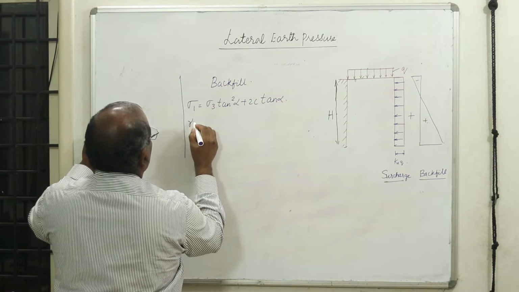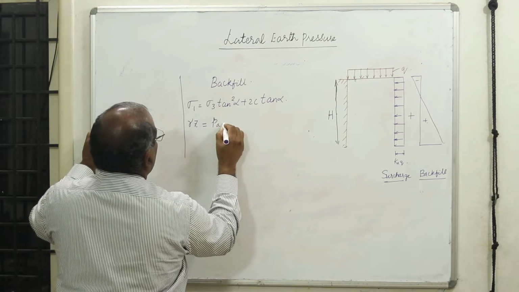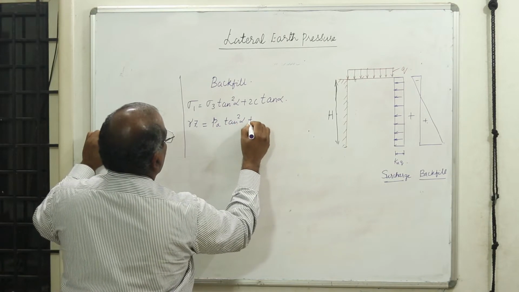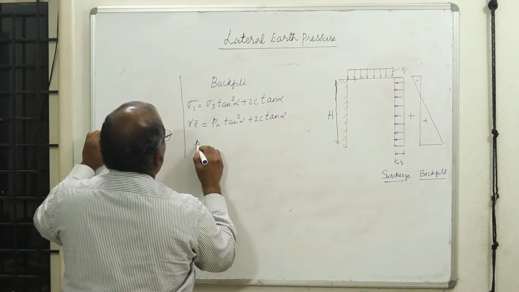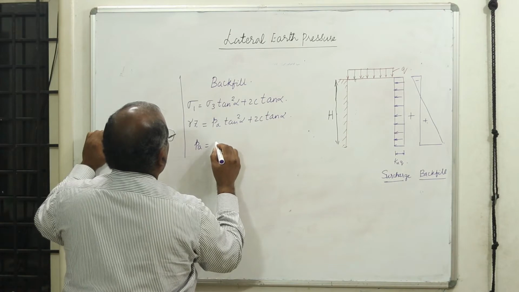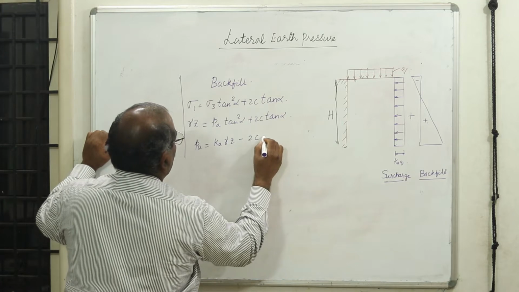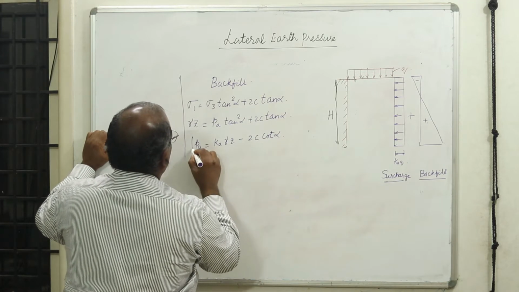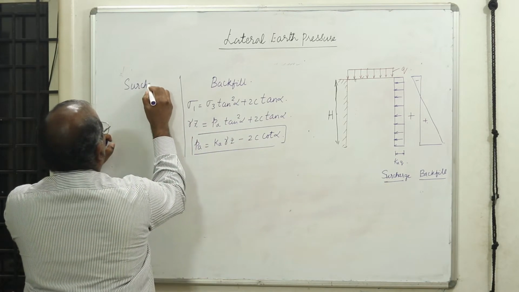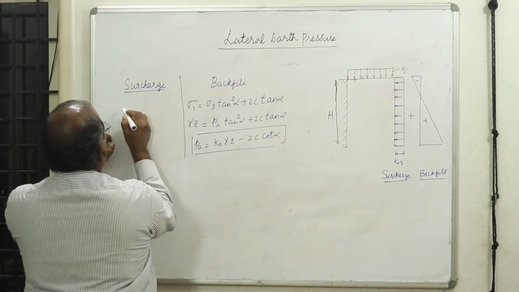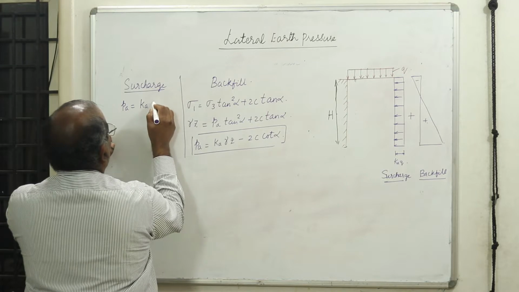Sigma 1 is gamma into z, which is equal to PA into tan square alpha plus 2c tan alpha. Anytime you can remember this expression: the intensity of earth pressure is equal to Ka gamma z minus 2c cot alpha. This is the intensity of pressure for the backfill. Now for the uniform surcharge, the pressure PA because of the surcharge is equal to K into Q.